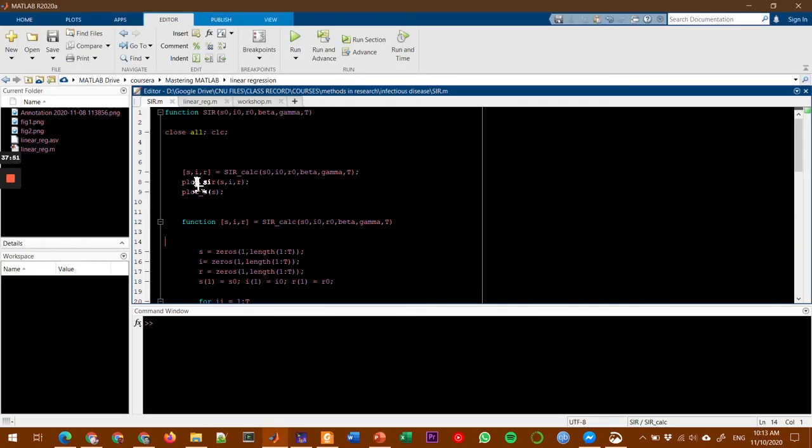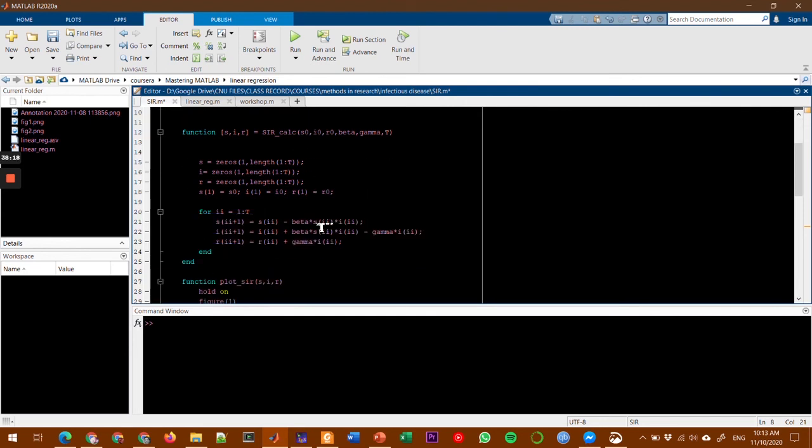So, he stores it in SEIR, and then plots it using my function plot SEIR. And I also want to plot the superimposed graph of the SEIR, and also plot just the infective behavior, the infections over time. I have this. So, take a look at this code here.